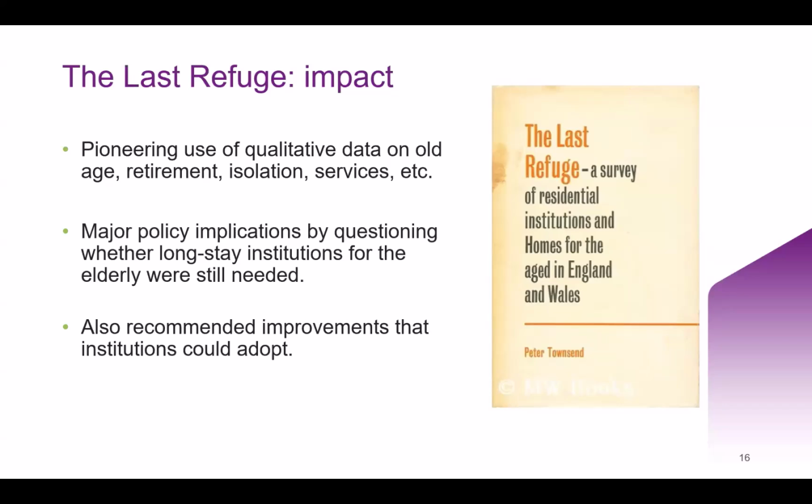And the second reason was that this study had major policy implications because Townsend's results challenged whether long stay institutions were really the best place for the elderly. And I think part of the conclusion of the book is that for many elderly in some circumstances, they're not the right form of institution. But it also had practical implications in that he recognized that people needed not just criticism, but also suggestions. And he came up with recommended improvements that institutions could adapt.